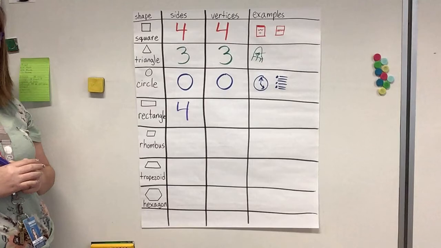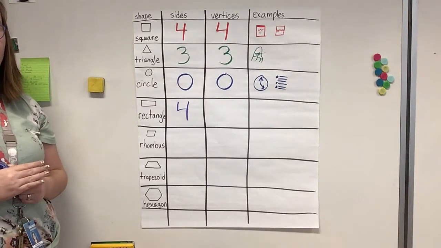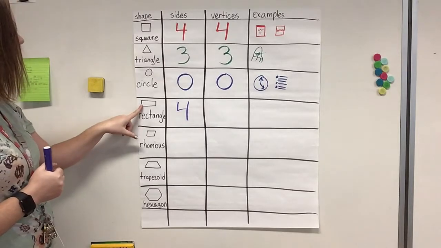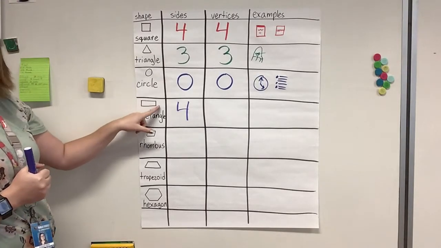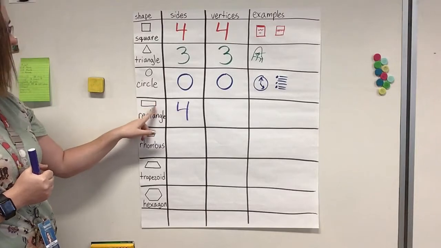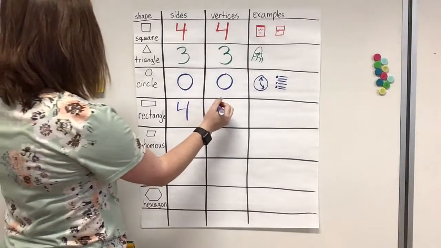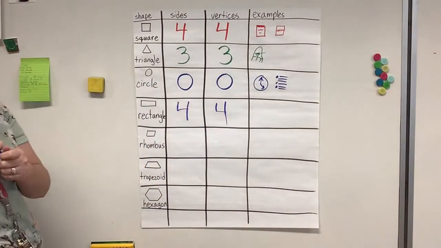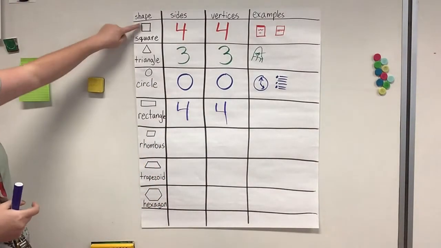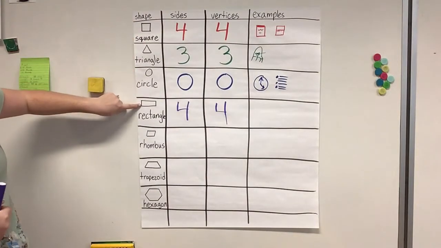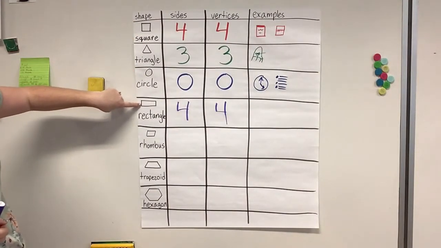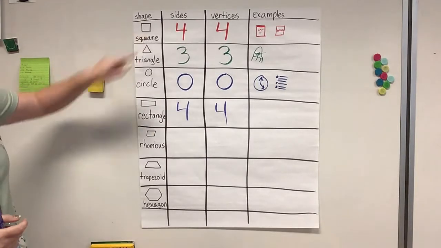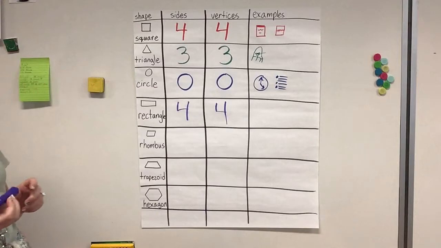Okay, let's count how many vertices we have. How many times we have 2 sides coming together. Ready? 1, 2, 3, 4. This one also has 4 vertices. That sounds very similar to our square. Do the square and the rectangle, do they look kind of the same? They do. But the important part about a square is that it has 4 equal sides.